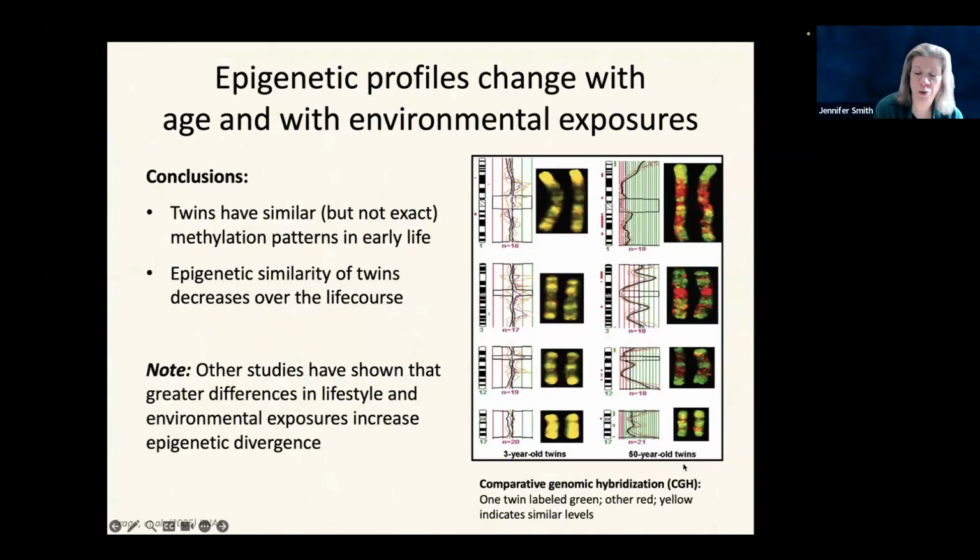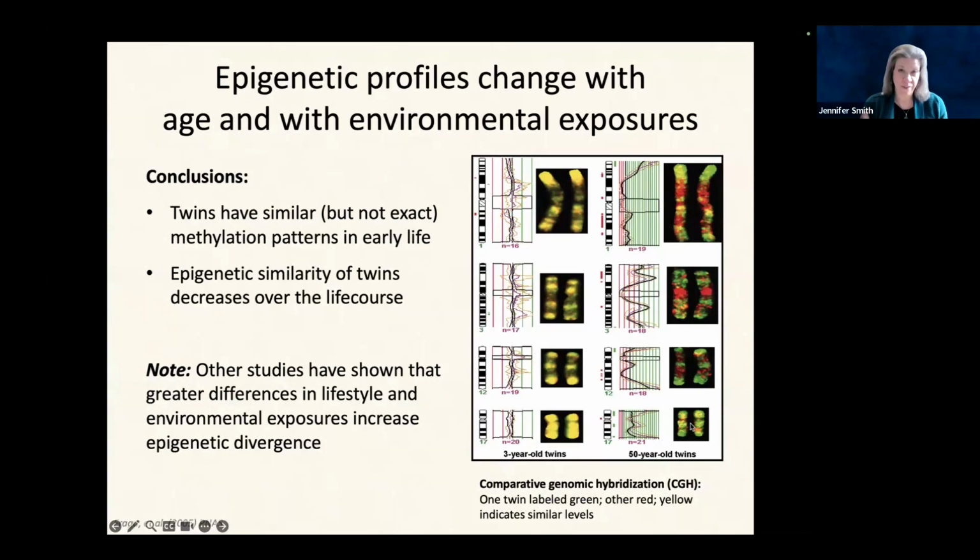Epigenetic profiles also change with age and with environmental exposures, right? So this is showing a chromosome where they were staining things in yellow if they had similar methylation, and then either red or green if they had different methylation. And these are pairs of twins. So this is twins at 3 years old, and this is a pair of twins at 50 years old. You can see that the 3-year-old twins, their methylation patterns looked really similar. And at 50, these twins' methylation patterns looked pretty different in a lot of places, right?